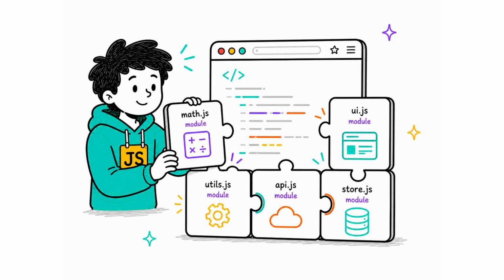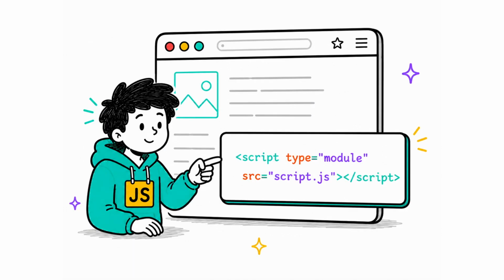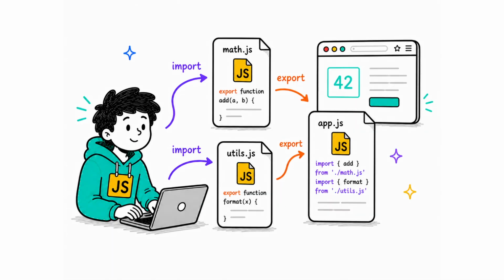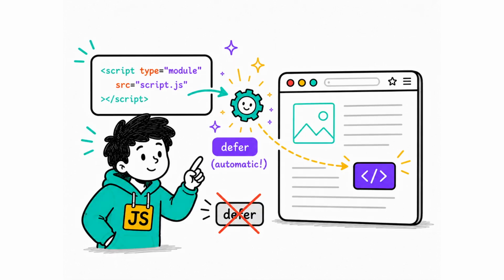Modern JavaScript also supports modules. A module script looks like this: <script type="module" src="script.js">. Modules allow you to divide your code into separate files and share features between them using import and export. Module scripts are deferred automatically. You don't need to add the defer attribute to them.